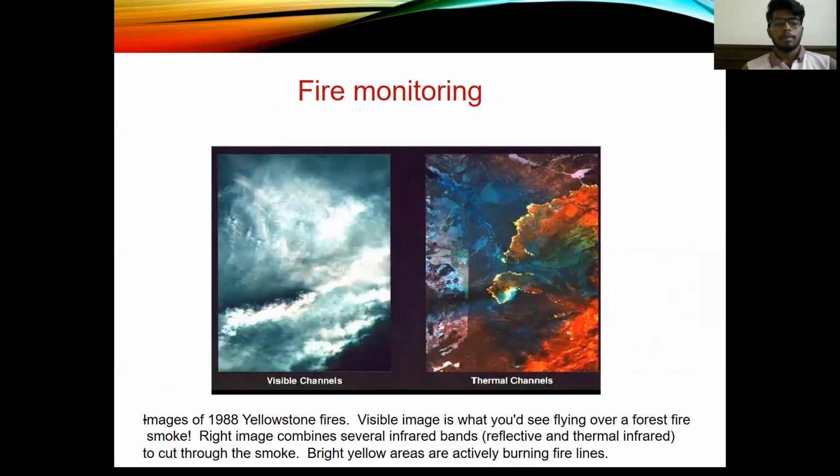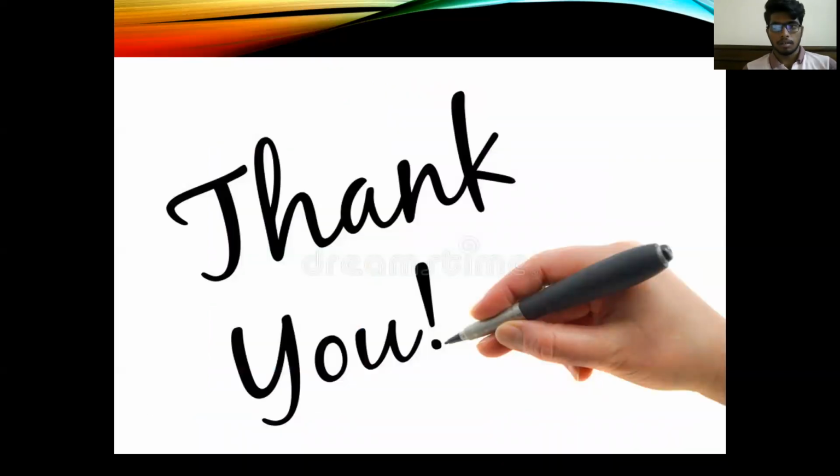Fire monitoring. Images of the 1988 Yellowstone fires. The visible image is what you would see flying over a forest fire: smoke. The bright image combines several infrared bands, reflecting thermal infrared to cut through the smoke. Bright yellow areas are actively burning fire lines. Visible channels and thermal channels. That's all about the picture.